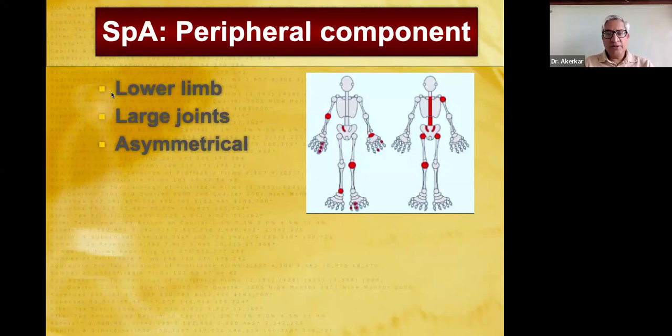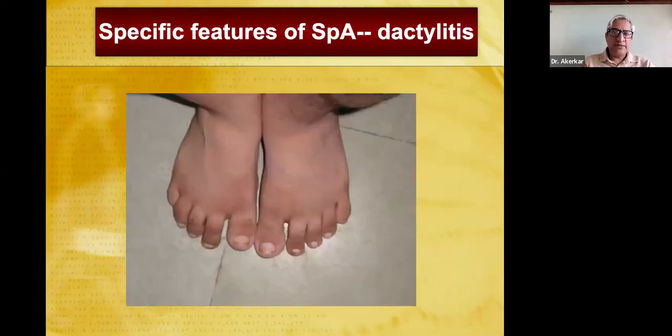How do we differentiate it from rheumatoid? It involves mainly lower limb joints more than the upper limb joints, large joints more than the small joints, and it is asymmetrical. This is how you differentiate, pattern-wise, SpA from rheumatoid arthritis. Now let's have a look at specific features of SpA which you will not get in rheumatoid arthritis.